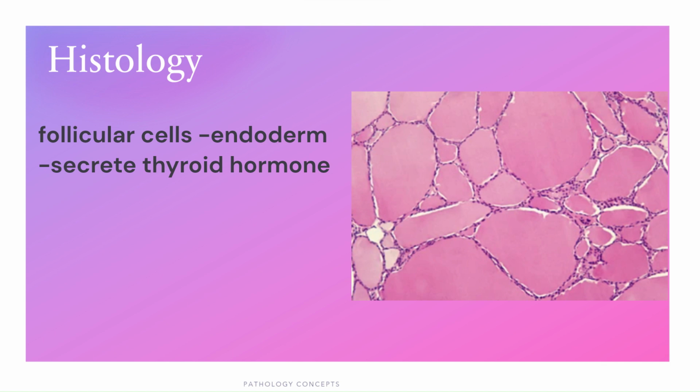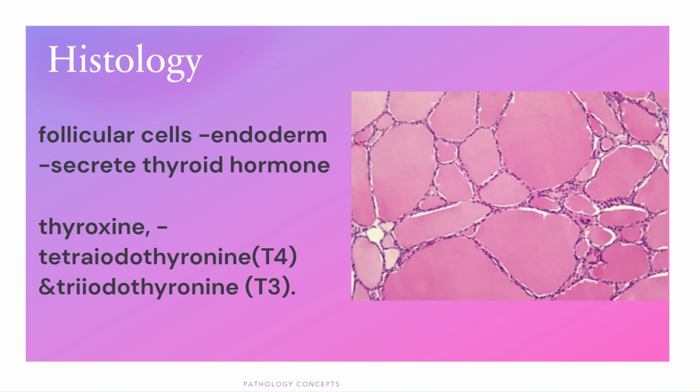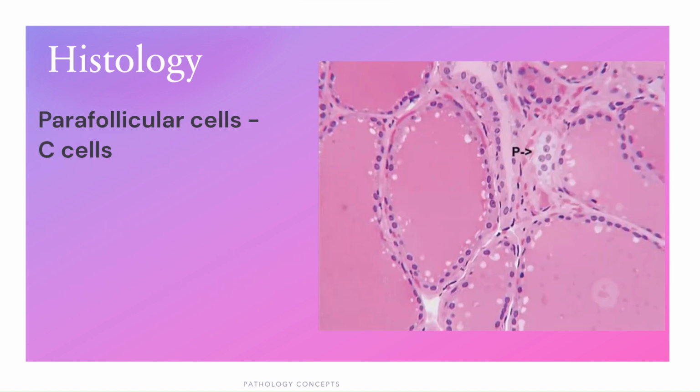The follicular cells are derivatives of endoderm and secrete thyroid hormone. The circulating form of this hormone is thyroxine, which is tetraiodothyronine, along with a small quantity of triiodothyronine. In between these thyroid follicles or within the walls of thyroid follicles, we find the small C cells known as parafollicular cells. These are derived from neural crest cells and secrete the polypeptide hormone calcitonin.